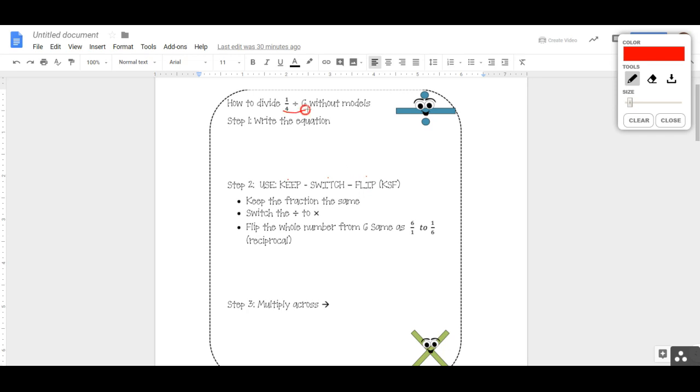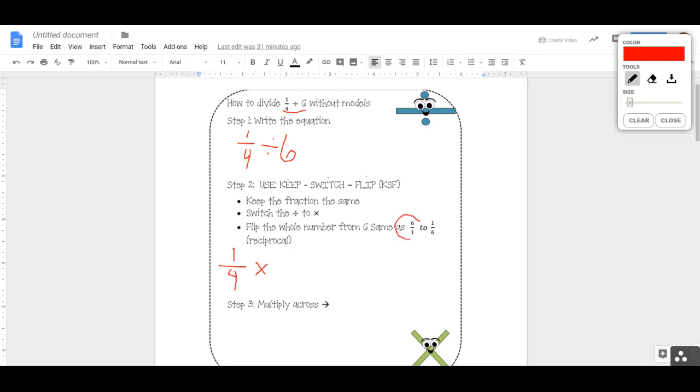So here I'm going to take this problem, which right now is 1/4 divided by 6. I see that there is a fraction first. That is very important because it does change what we are going to do with the answer. So I'm going to keep the fraction the same, 1/4, and I'm going to switch the symbol. Right now the symbol is a division, but I'm going to switch it to multiplication. And then I'm going to flip the last number.